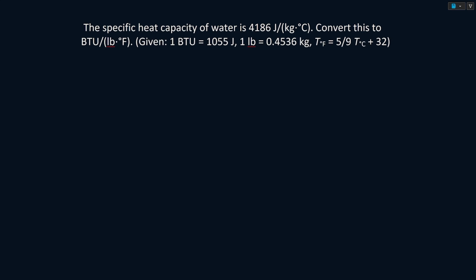The specific heat capacity of water is 4,186 joules per kilogram Celsius. Convert this to BTU per pound Fahrenheit. First, let's work on our conversion factor of Fahrenheit to Celsius. We can represent a change in temperature in Fahrenheit like this.